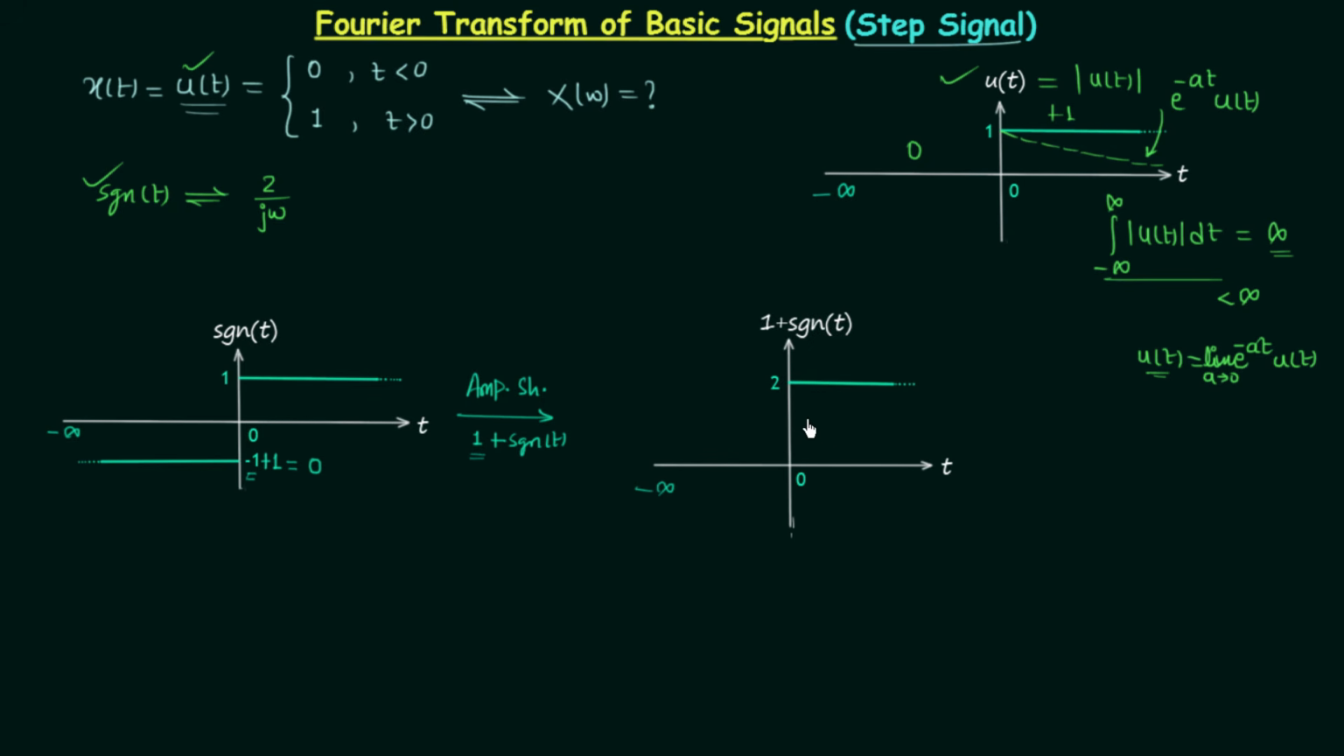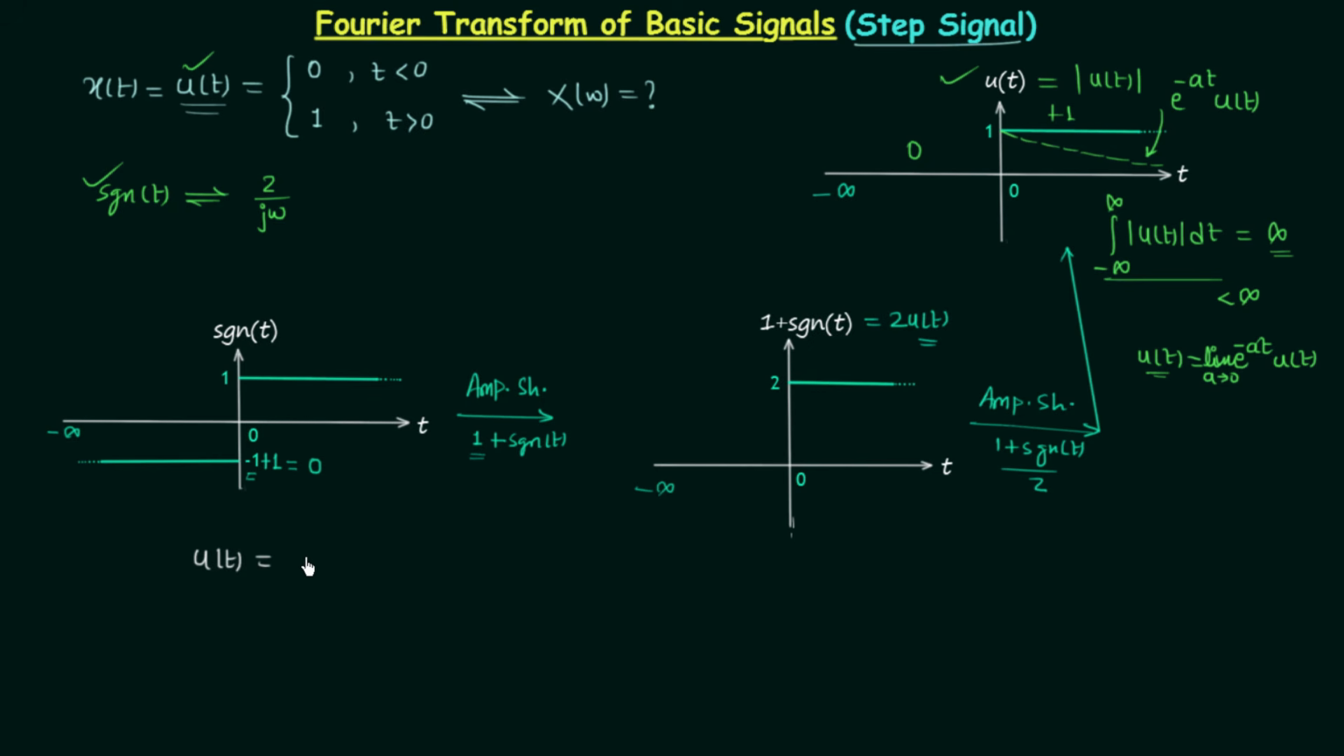But still this waveform is not the waveform of u(t), because u(t) should have 1 as the value from 0 to infinity. That's why we call it the unit step function. Here we have a step function, but it is not a unit step function, it is 2u(t). So to get u(t) we will divide both sides by 2. We will again perform amplitude shifting, and we will divide 1 plus Signum(t) by 2, and this will give us the waveform of the unit step signal like this.